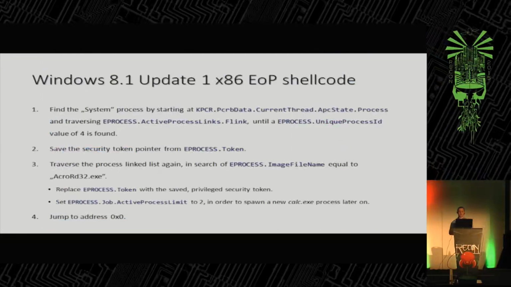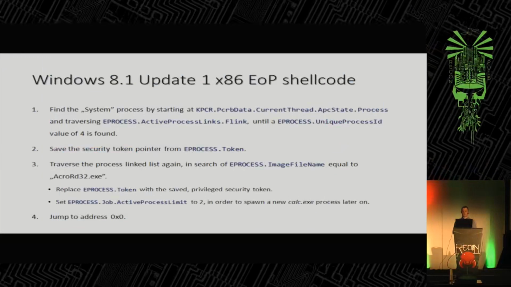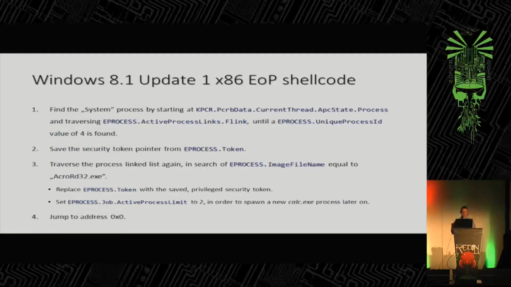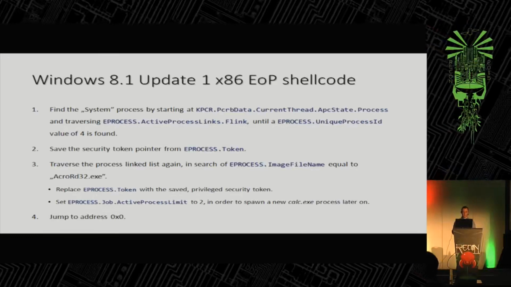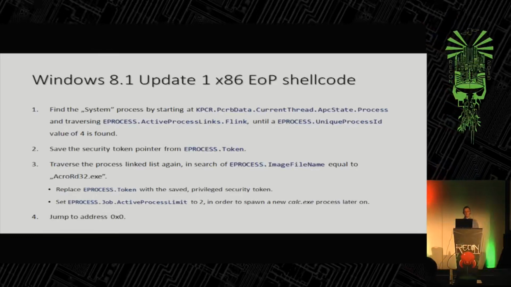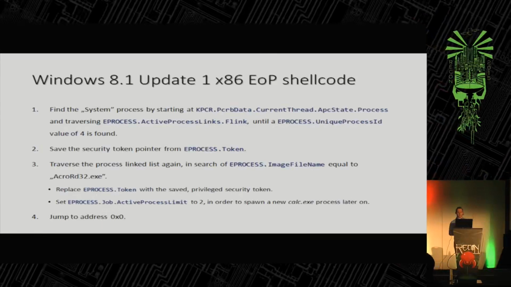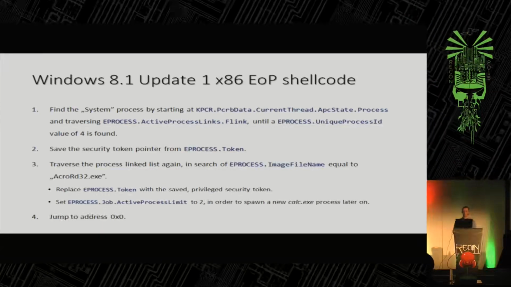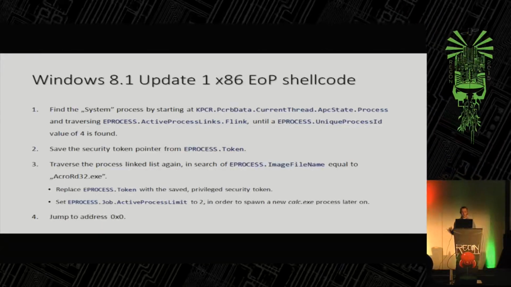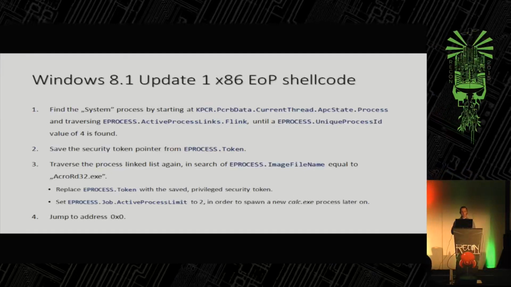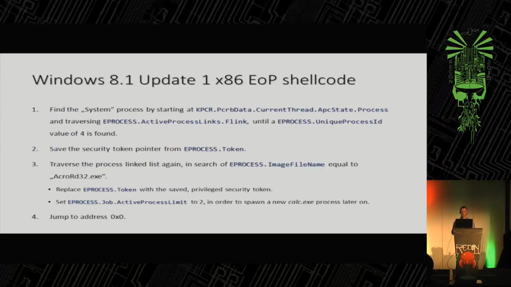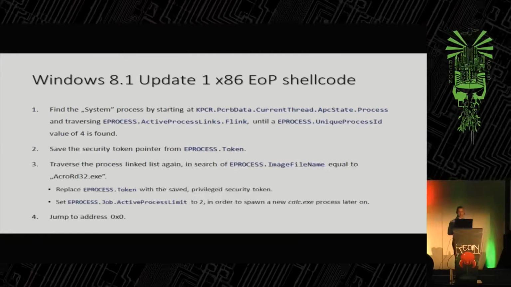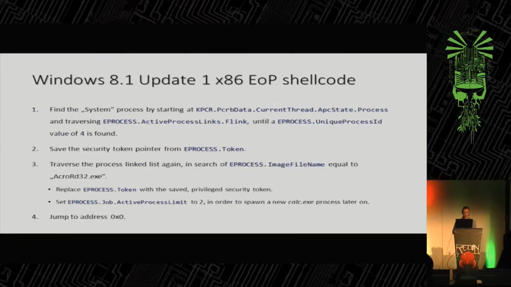So what we have to do now is just write the EOP shellcode itself. And it's just about, as I said, traversing several kernel mode structures and replacing some pointers. The only interesting thing that I didn't mention is that if we want to spawn calculator, we also have to change the active process limit assigned to the job to more than one, because otherwise we will not be able to create another process within the job.